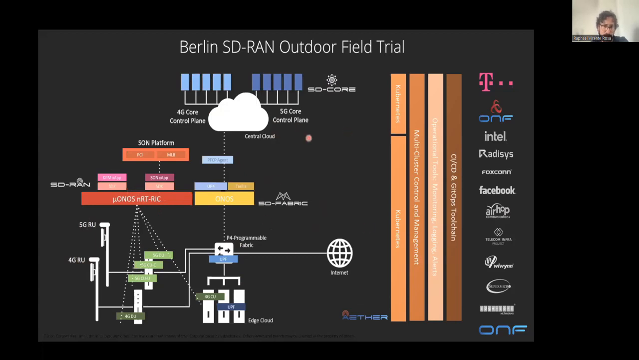Everything was operationalized by this Ether management platform that enabled, for instance, the programmability of the components to be deployed both in the edge cloud as well as in the central cloud. Here, for instance, is just an example, but the 4G and 5G control planes could be deployed in the edge cloud.